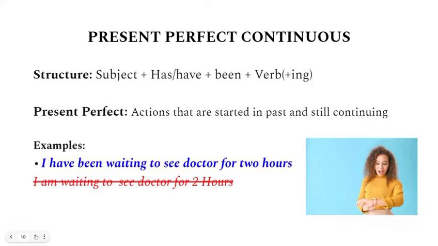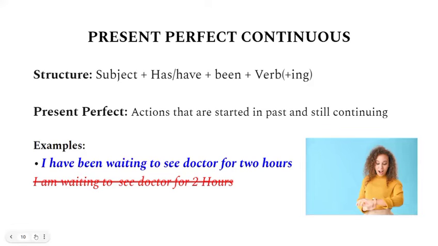You can imagine that this lady is saying that, so it means that she came to the clinic maybe at 5 o'clock, now it's 7 o'clock. She started waiting at 5, 2 hours have now passed, and she is still waiting. So the present perfect continuous tense talks about actions that started in the past and are still continuing.